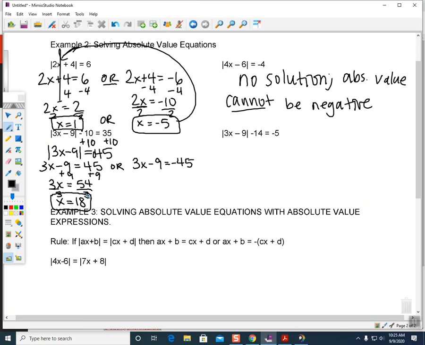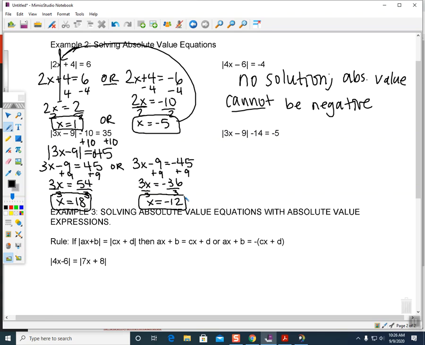I'm going to do the same thing over here. Add 9 to both sides. I'm left with 3x equals negative 36. Divide both sides by 3. X equals negative 12. Can plug these back in, okay? Negative 12 times 3 gives me a negative 36. Negative 36 minus 9 gives me a negative 45. Absolute value of negative 45 is positive 45.